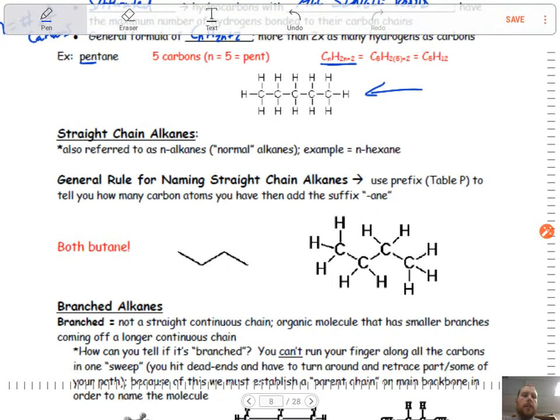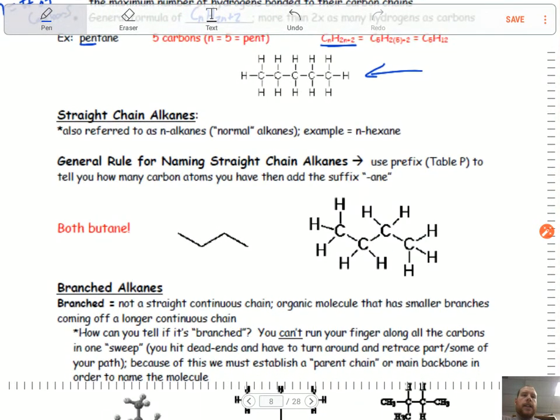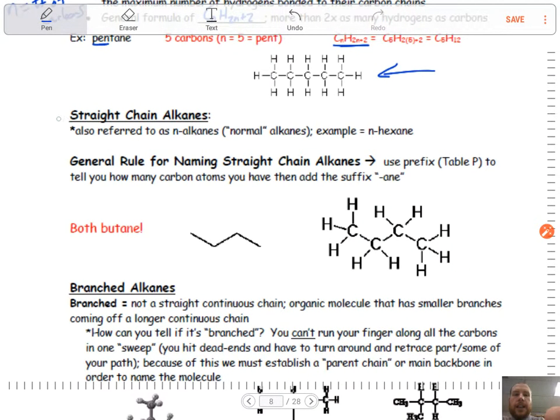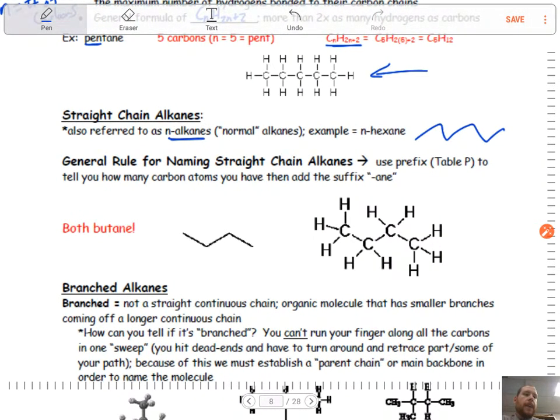So what we're going to be dealing with in naming and kind of drawing these structures, we have straight chain alkanes and we have branched alkanes. Okay, these are also referred to as n-alkanes, which is kind of like normal. So n-hexane, it just means normal hexane, where it's all in a straight line. Okay, where there's nothing hanging off of that. So straight just means, hey, all your carbons are back to back to back to back to back, and so on. They're not coming off of each other.